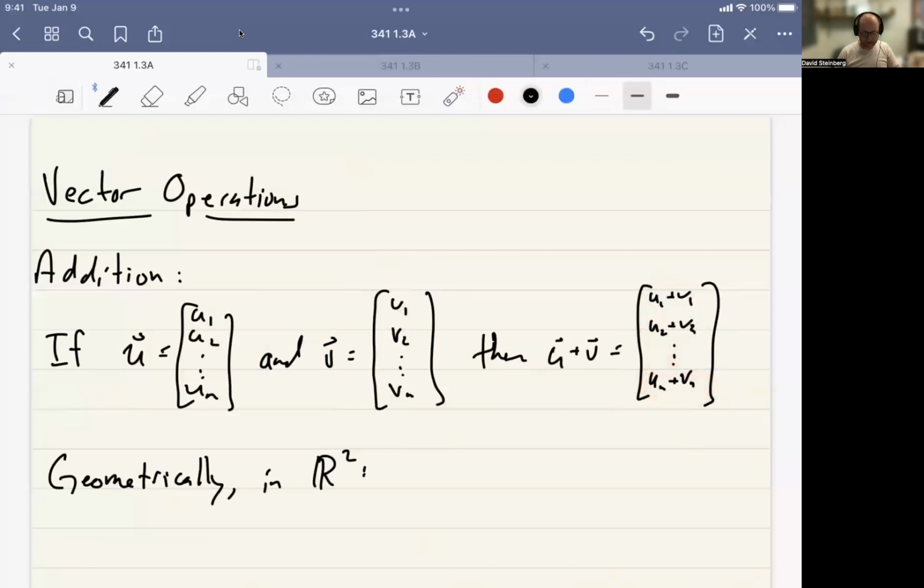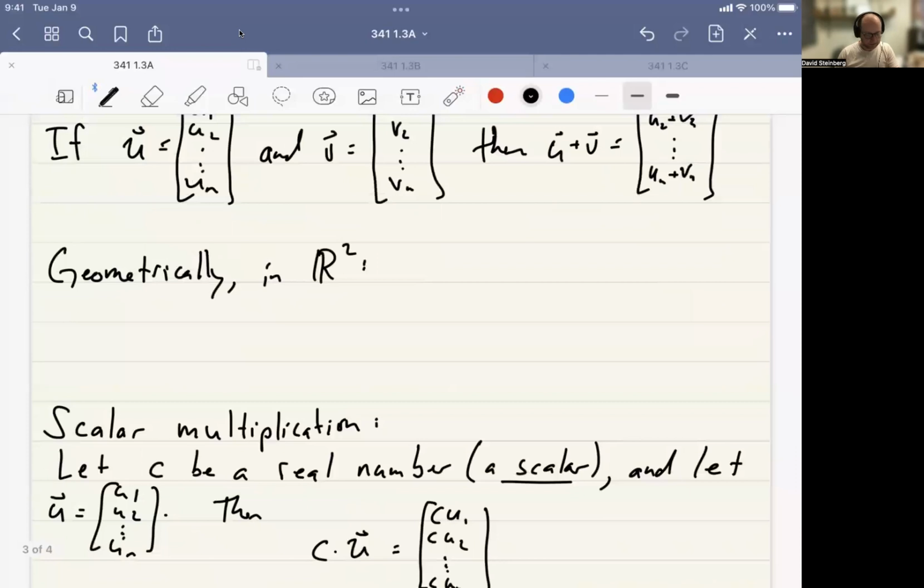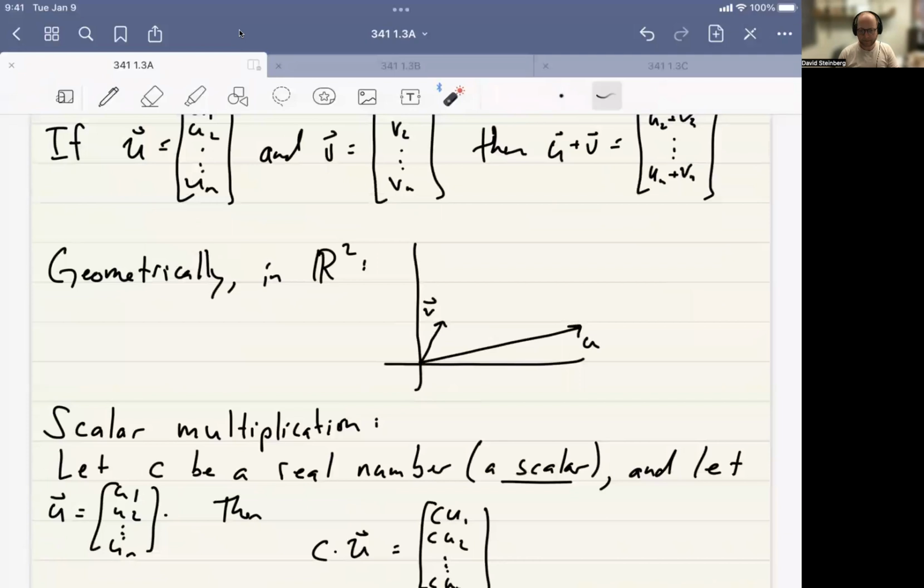What does this look like in R2? It's a great question. And yeah, what happens in general? In R2, if we've got some vector u here, maybe some little vector v, to get the sum of them, it's like you're grabbing one of the arrows and then dragging it over here. And so the resulting vector is what you get if you put the arrows end to end.